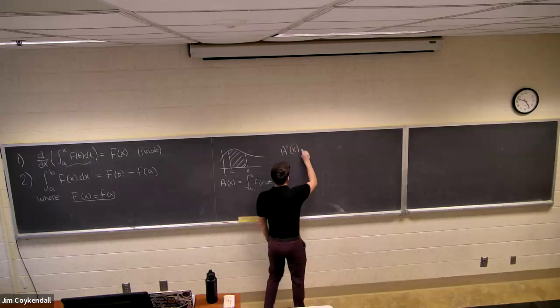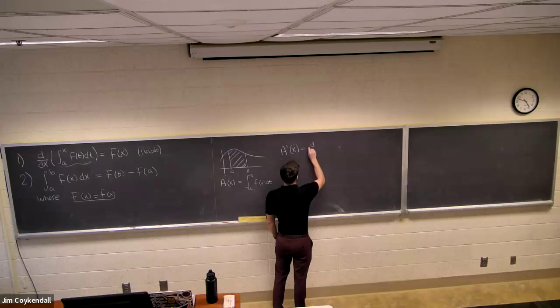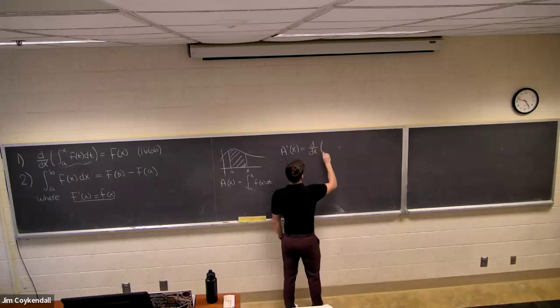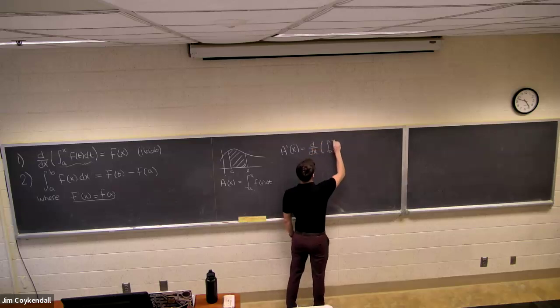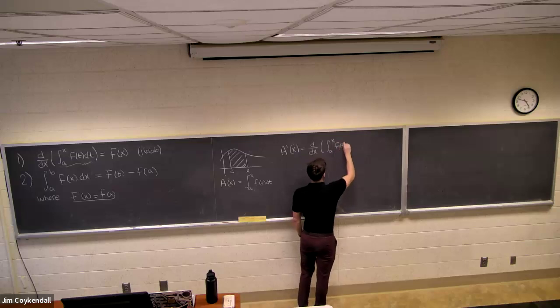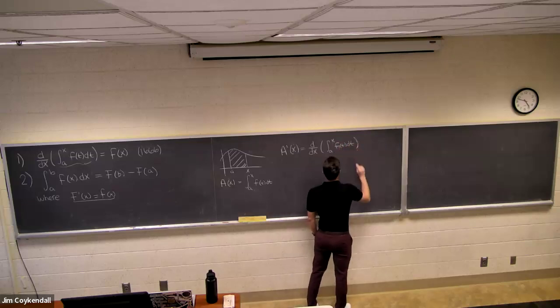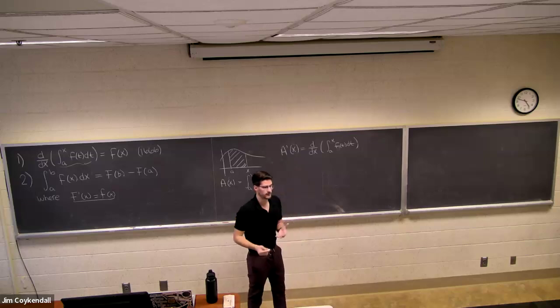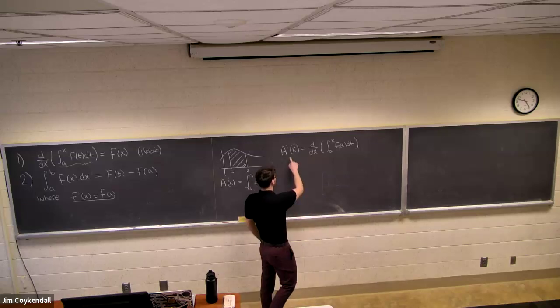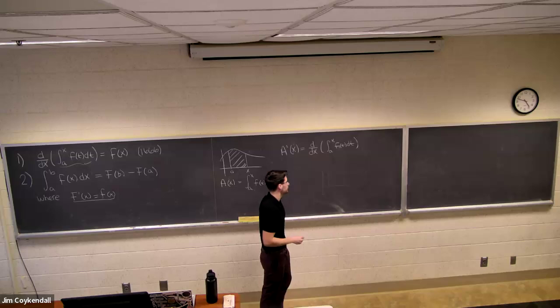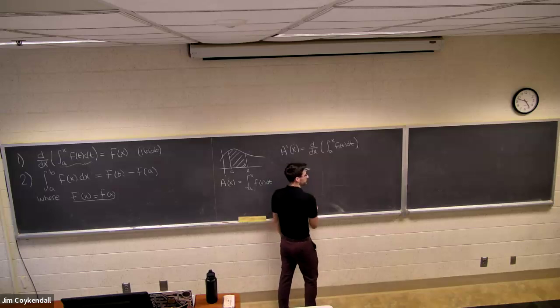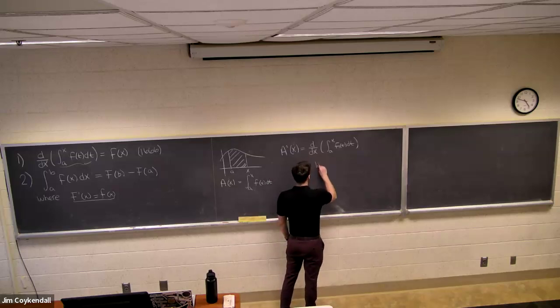So A prime of x is exactly what we are looking for, just written a little bit differently. We want to show that this is f of x. And what I'm going to do is use the limit definition of the derivative. So some of you might lose me for a second here, but I think I'll gain you back in a second.